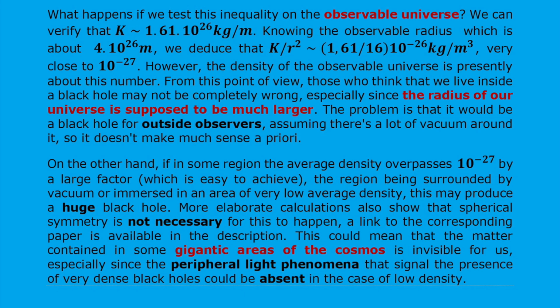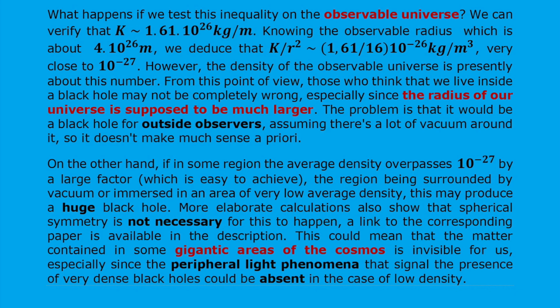From this point of view, those who think that we live inside a black hole may not be completely wrong, especially since the radius of our universe is supposed to be much larger. The problem is that it would be a black hole for outside observers, assuming there's a lot of vacuum around it, so it doesn't make so much sense.